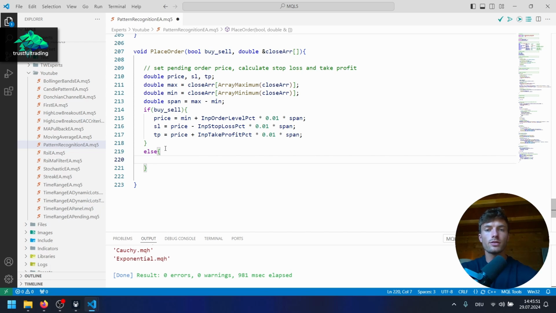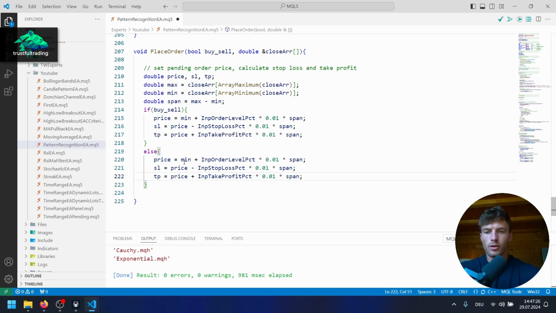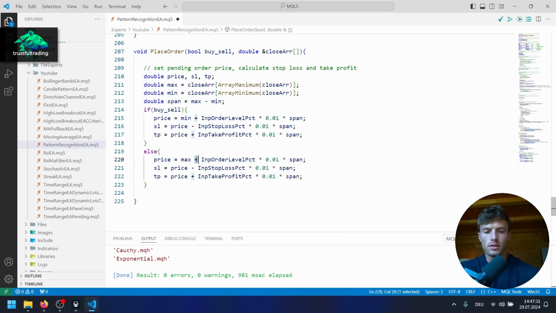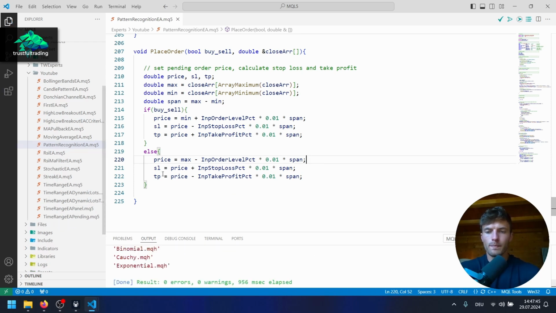and we can do basically the reversed thing for a sell pattern. Okay, so let's just copy these 3 lines and paste them here. And now for the price, we use the maximum here, and we subtract our input order level in percent, and here we add the stop loss, and we subtract for the take profit, like this. Hit compile. Okay, and now the next step is to place the order.